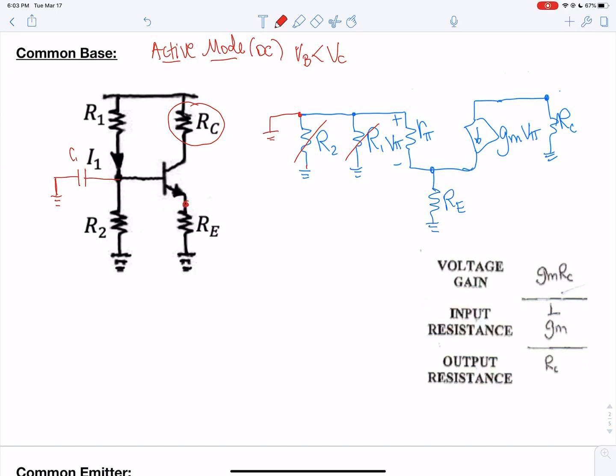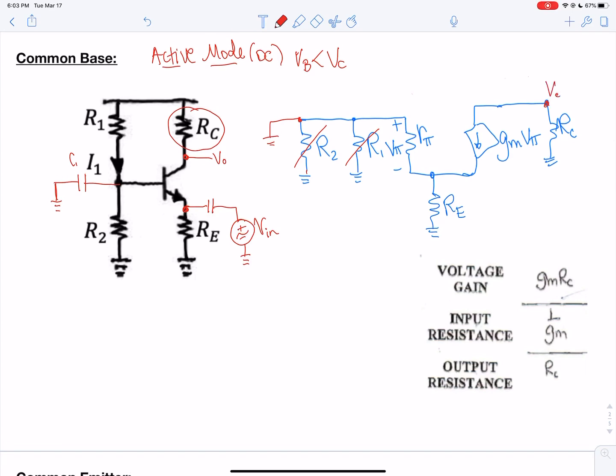Your input is going to come in, and you connect each of the AC by a capacitor, which is going to filter out any DC coming in from wherever your source is. So your input in this case comes in at the emitter side, and your output comes out at the collector side.